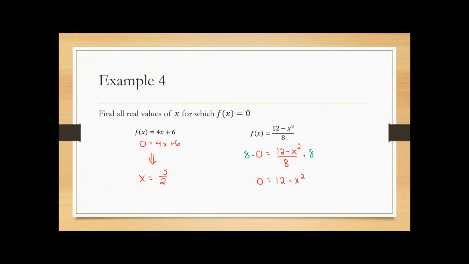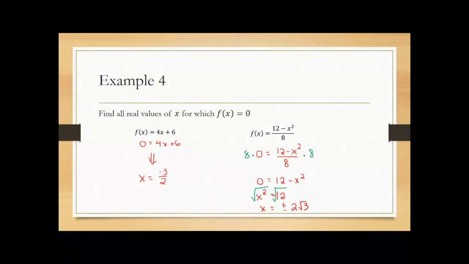So I like to have a positive x squared. So I'm going to add x squared to both sides, which will give me x squared equals 12. And now I'm solving for x. To do that, we take the square root of both sides. And we don't want to write this as a decimal. We want to leave it in radical form. So I have x equals, and whenever you take the square root and you're solving for x, you get a positive and a negative answer. And then we have the square root of 12, which reduces to 2 square root of 3.